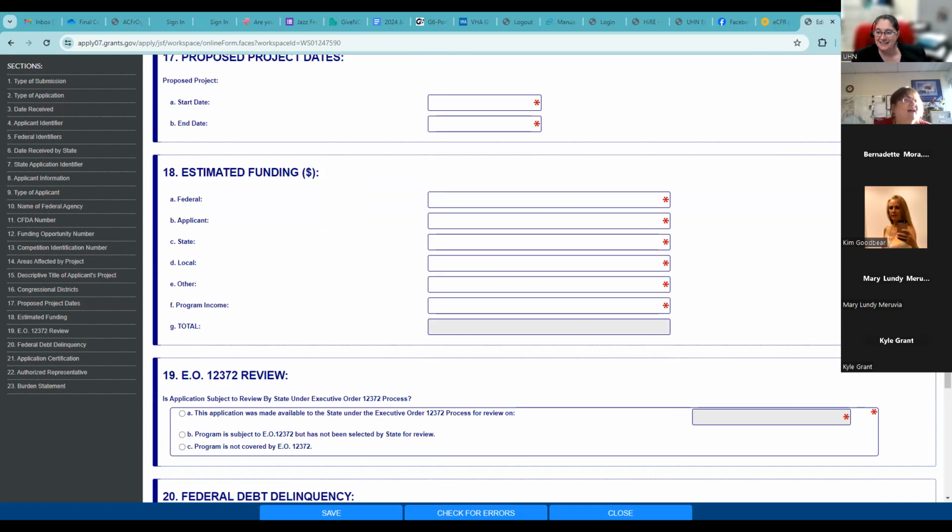So we would put what we're asking for in the federal part. If our match is from the state, is that where we put our match? Or where do we put our match there? If your match comes out of state funds, it's coming through the applicant. Okay. These other items are for when there is funding that requires commingling, where there's a pool of state funds or local funds that all go in together.